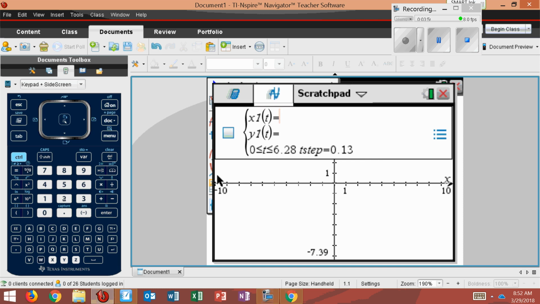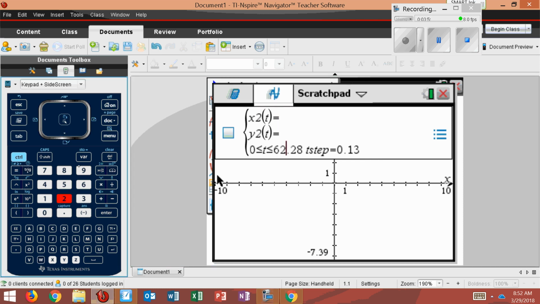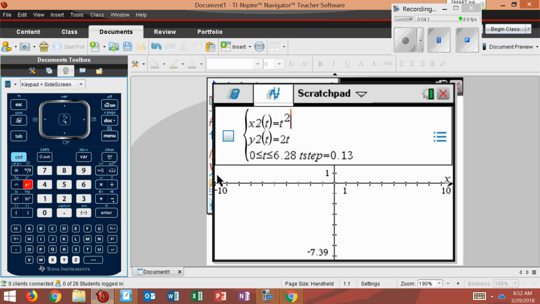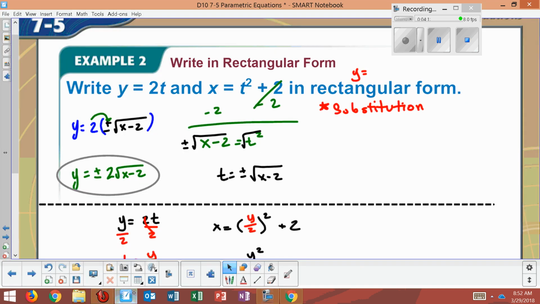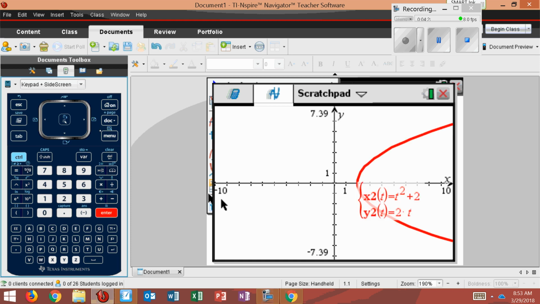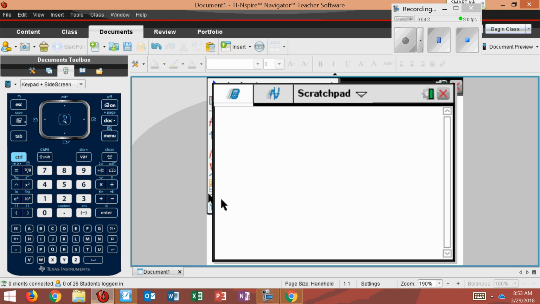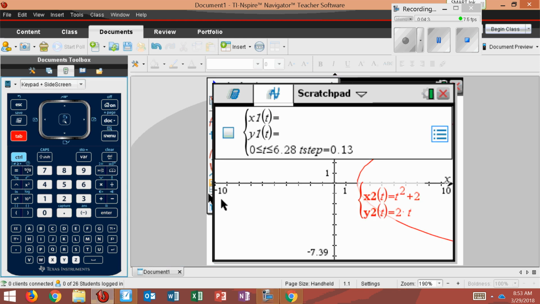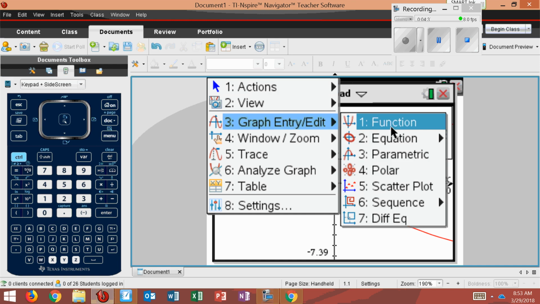And so the equation was 2t for y, 2t here. This equation was t squared minus 2, I believe. Let me go back and check. No, plus 2. And on the time, what I'm going to do is make it from negative 6.28 to positive 6.28. Not that you have to do that, but this will give me both sides of the parabola. So there's a parabola. Now the first answer we had was, oh, I'm sorry. Graph entry, it was a function.